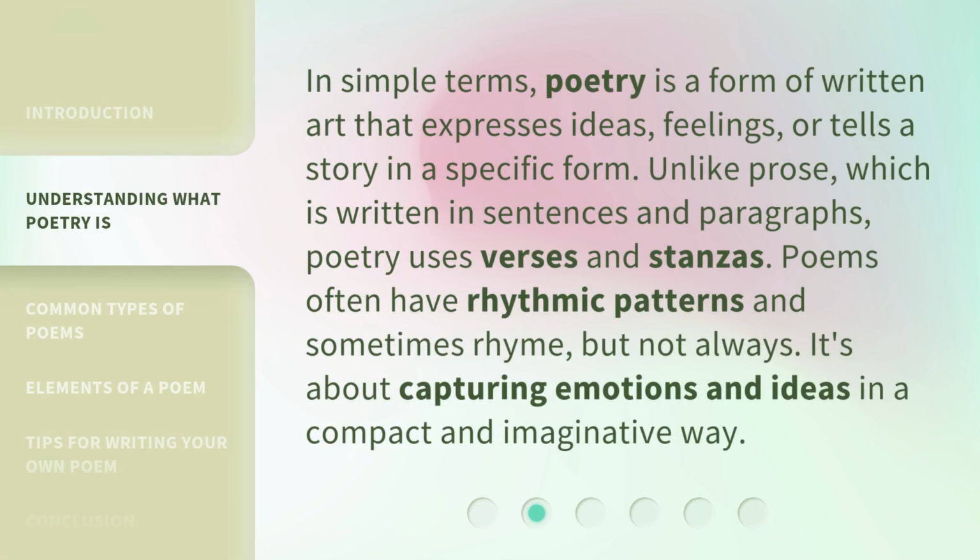In simple terms, poetry is a form of written art that expresses ideas, feelings, or tells a story in a specific form. Unlike prose, which is written in sentences and paragraphs, poetry uses verses and stanzas. Poems often have rhythmic patterns and sometimes rhyme, but not always. It's about capturing emotions and ideas in a compact and imaginative way.